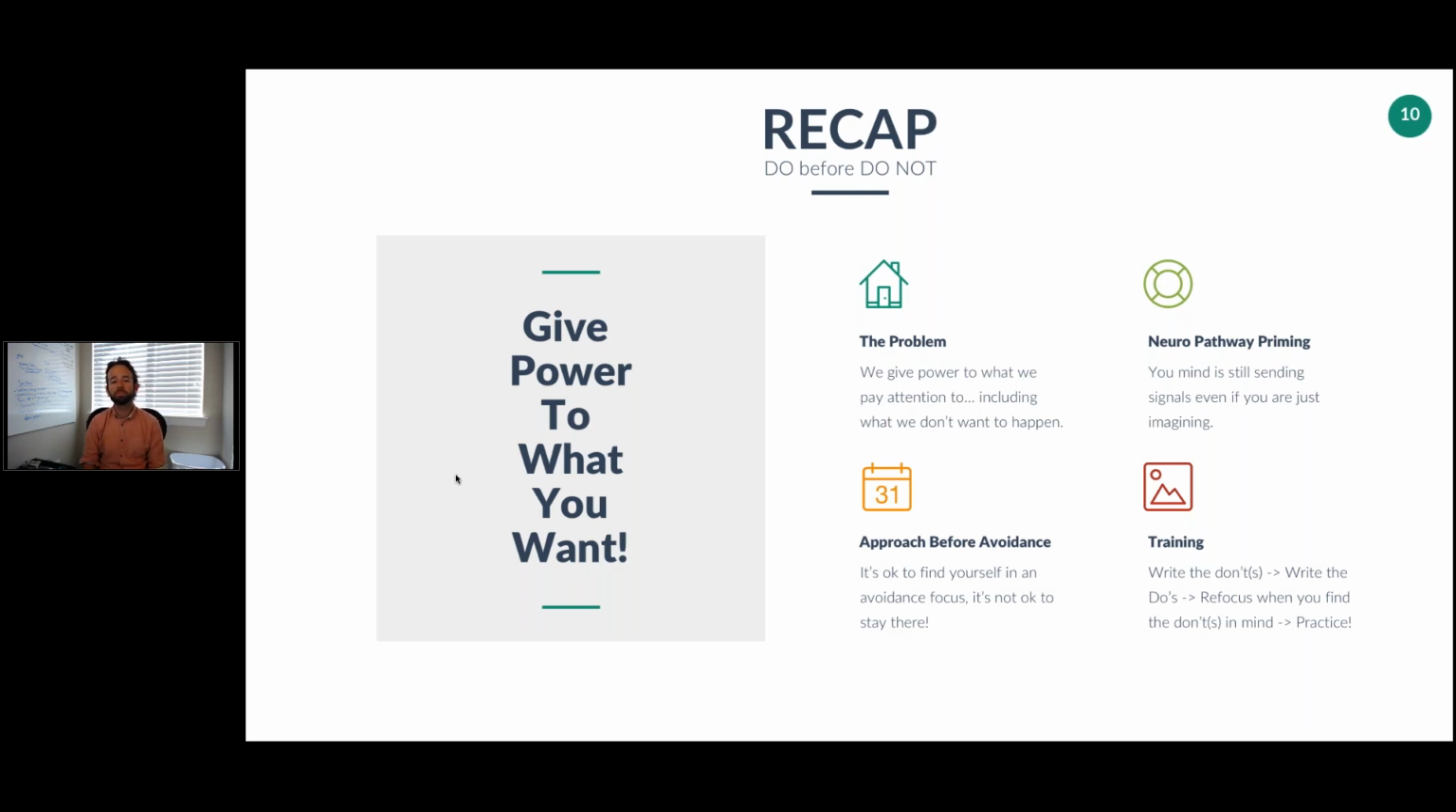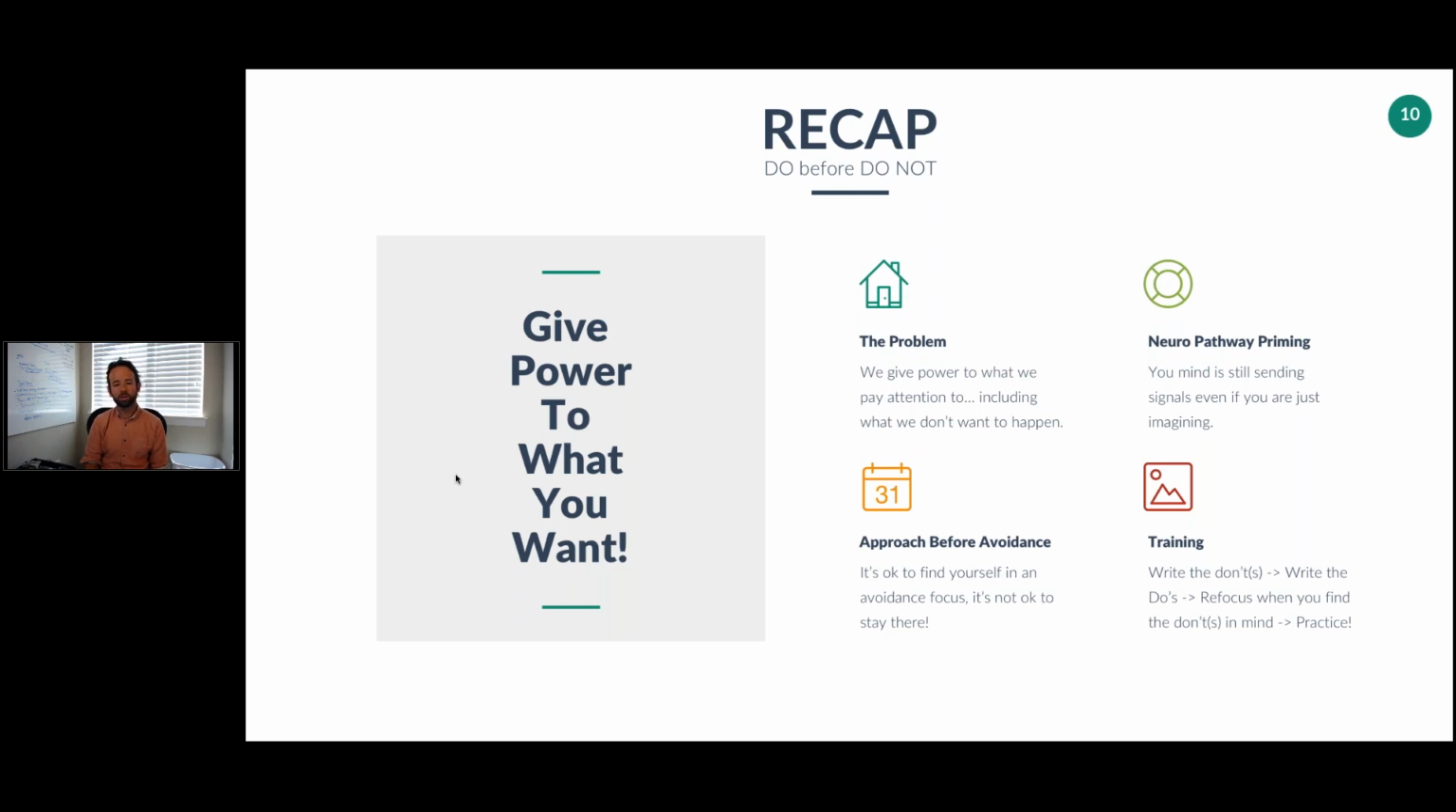We want to think approach before avoidance. I talk about this all the time. It's okay to find yourself in that avoidance mindset. It's okay to find yourself in the risk, the "I don't want to do this," or "don't get past," or that don't mindset. It's not necessarily okay to stay there if you know that you're there, because it doesn't help you, especially within your performance. So again, switch it over to an approach mindset, switch it over to, okay, what do I want to do in this moment, and do it over and over and over.